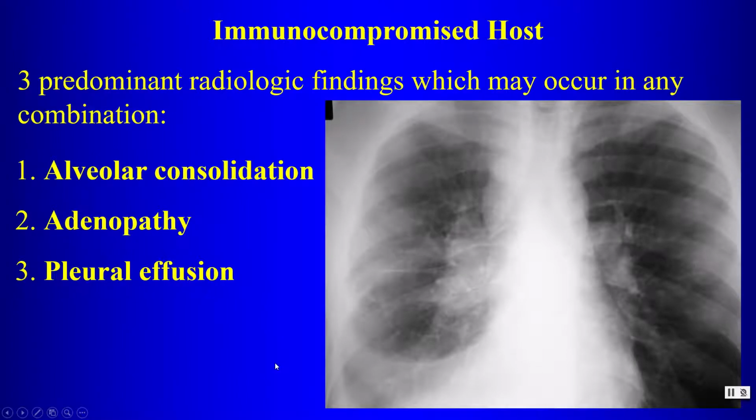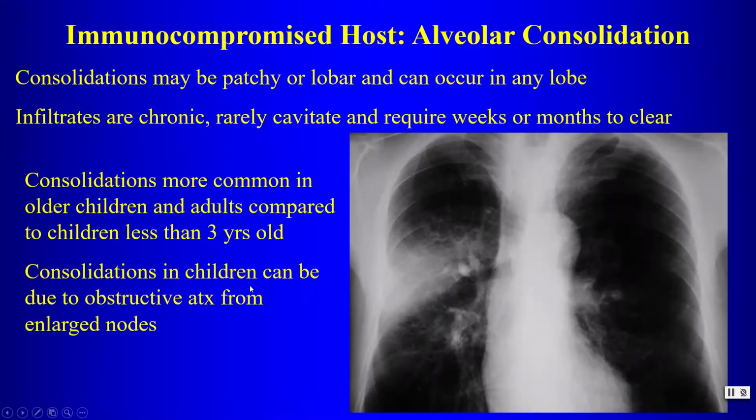So the three predominant radiologic findings that we might find in the immunocompromised host in any combination, we might see consolidations, adenopathy, pleural effusions, any of those three, any combination of those three. The consolidations may be patchy or lobar. They might occur in any lobe. They're usually chronic, they may not cavitate, and they will require weeks or months to clear, which is why if a patient is being treated even adequately, we don't get chest x-rays every week like we do with bacterial pneumonias.